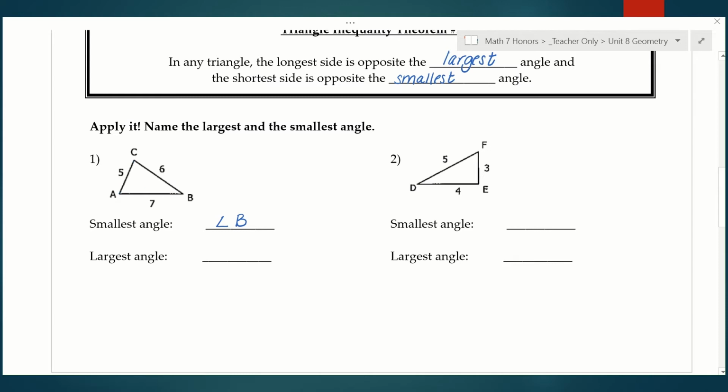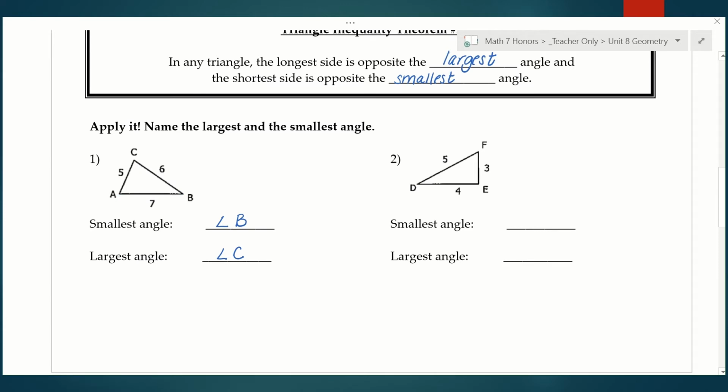Now we'll do the same thing, finding the largest angle. So we're going to find the largest side, which in this case, side AB is my longest side. So the angle across from it, angle C, would be my largest angle.